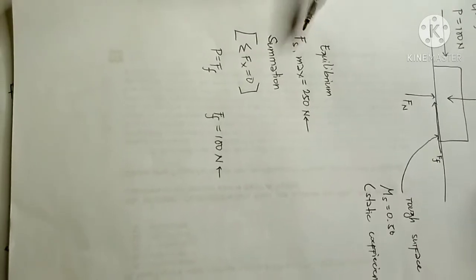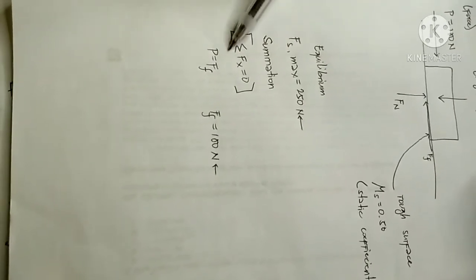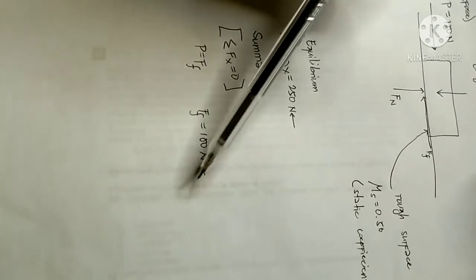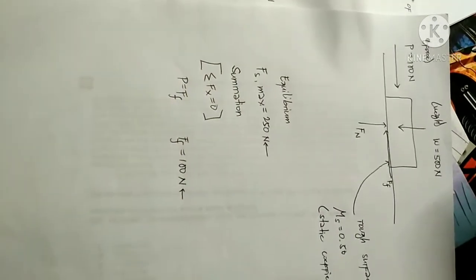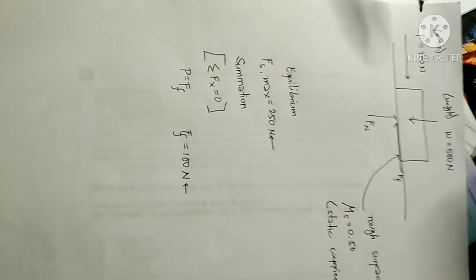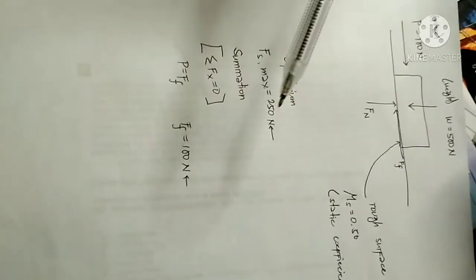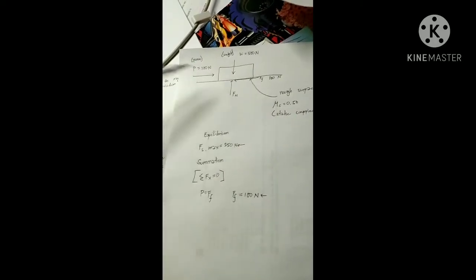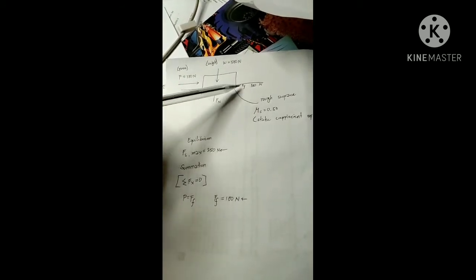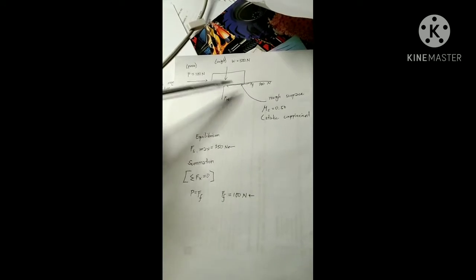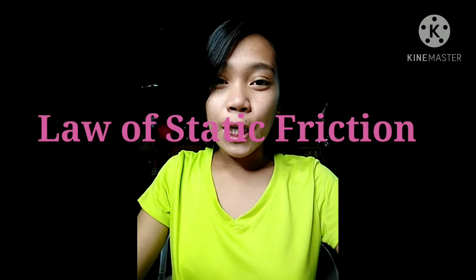In the summation, P must be equal to the frictional force, so the frictional force is equal to 100 Newton. Of course, in static friction, they must be equal. So P is equal to 100 Newton, and of course its friction is 100 Newton. It means that our force is 100 Newton and the frictional force is 100 Newton, so the box is not moving.